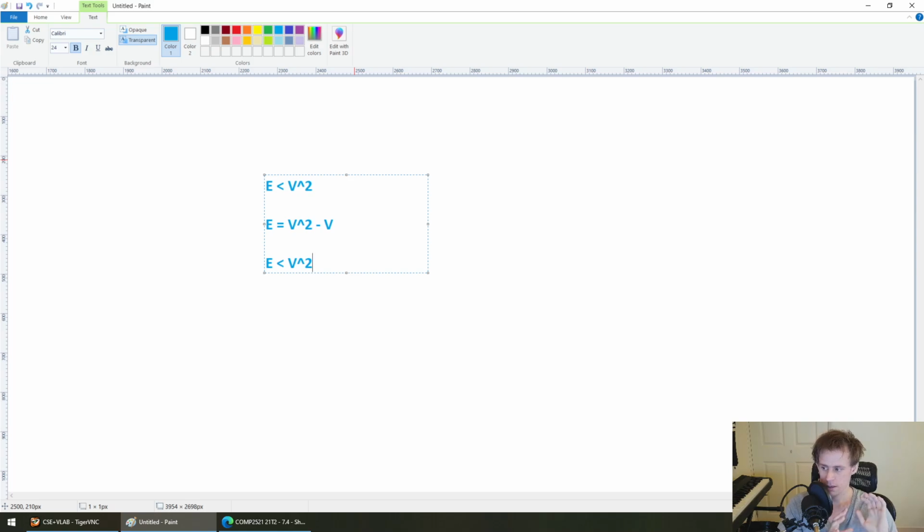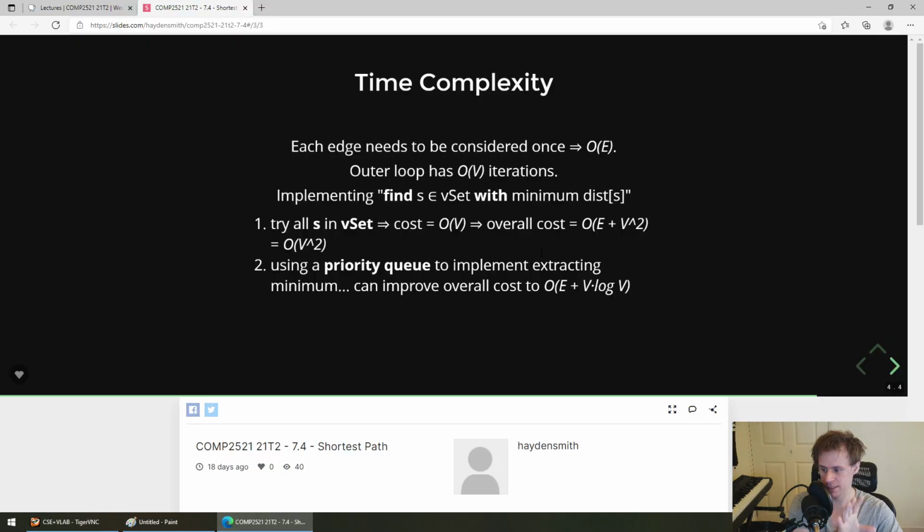But anyway, the point is, because we know e is less than v squared, we can consider this component here to have a lower value than this component. Do you know what I mean? Because even if e was v squared, it would be 2v squared, right? Because v squared plus v squared is 2v squared. So it's basically a coefficient anyway. So that's how we end up with v squared at the end here.